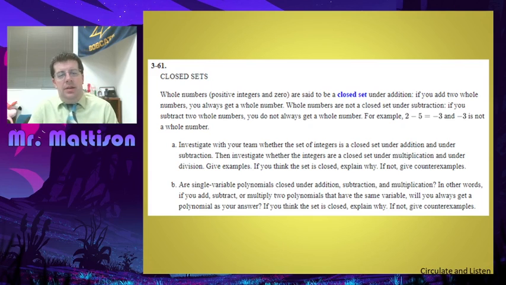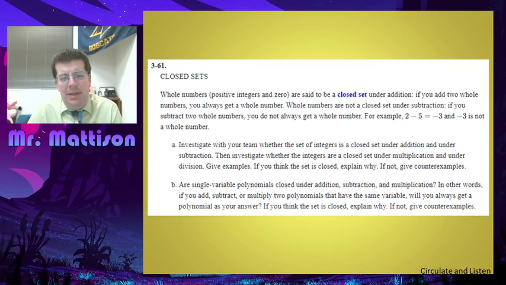So we can do the same thing with integers. Integers remain closed under addition. They also remain closed under subtraction. They're closed under multiplication, but then once again, they're not closed under division. So that's it for integers.